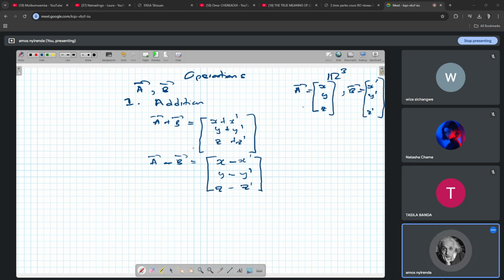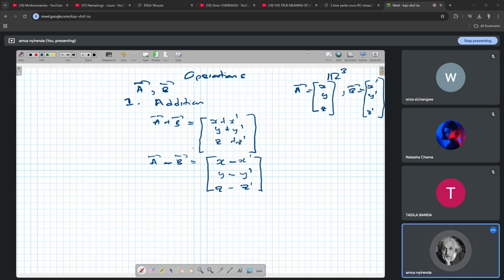Another way of writing A, instead of in column form, and likewise B, is in one line, where we multiply x by the unit directional vector along the x-axis, then y by the unit directional vector along the y-axis, and z by the unit directional vector along the z-axis. We'll get to that when we talk about the Cartesian coordinate system and the other coordinate systems. So that is the sum, right?